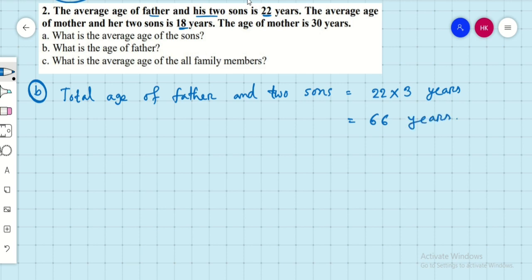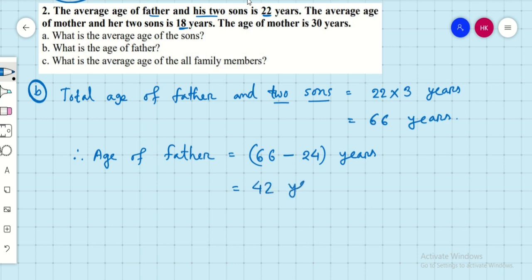Now we already know the age of two sons. Age of two sons is 24, right? Therefore, age of father, so only father's age. Age of father is equal to 66 minus age of two sons, 24. 66 minus 24 years. That means if we subtract this, we will get the answer as 42 years.